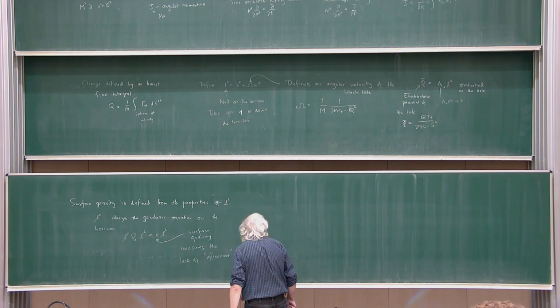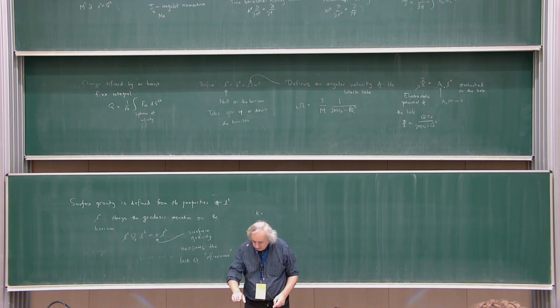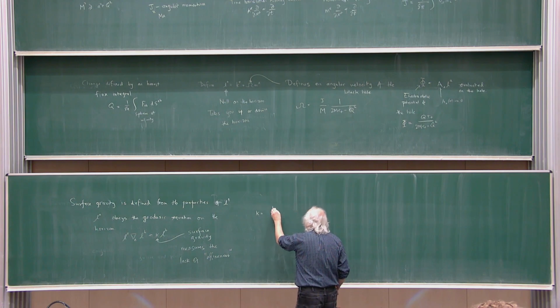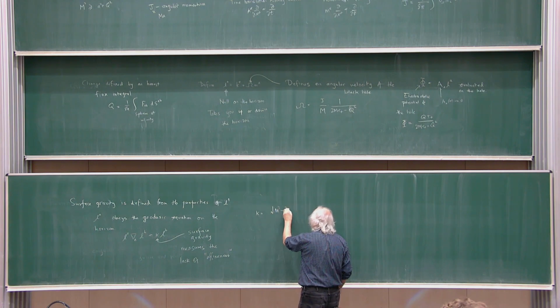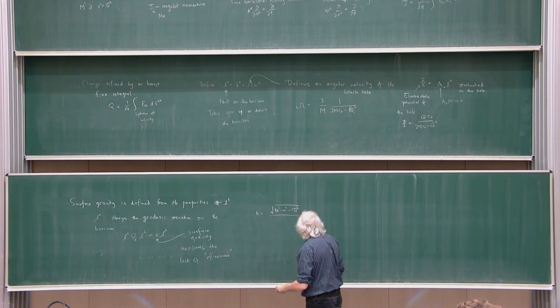So, what is kappa? It is equal to the square root of m squared minus a squared minus q squared, divided by r plus squared plus a squared.